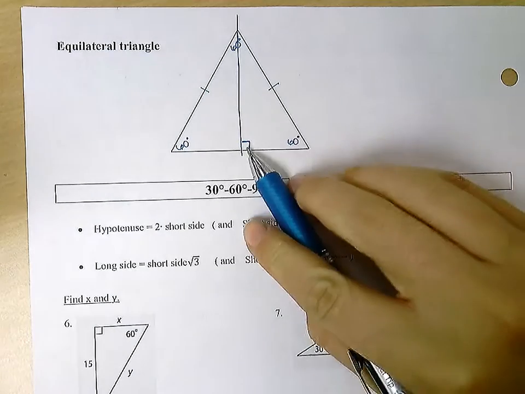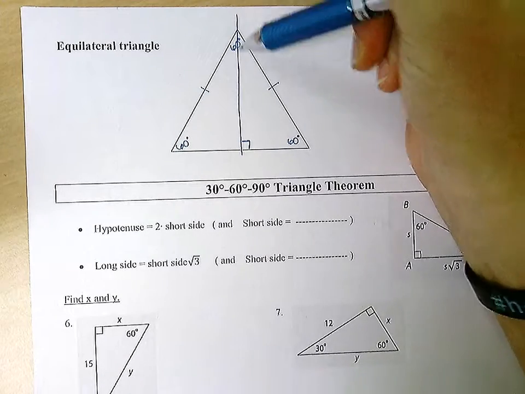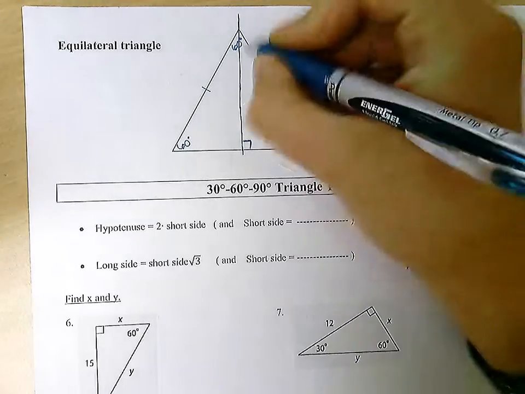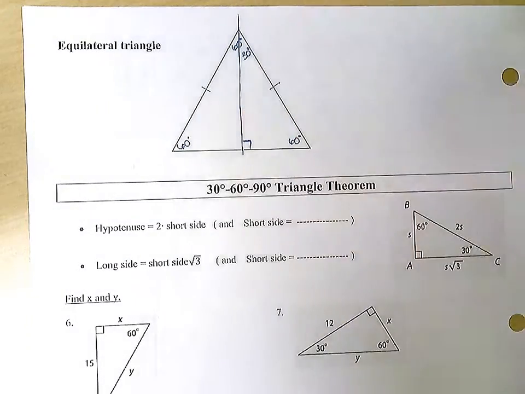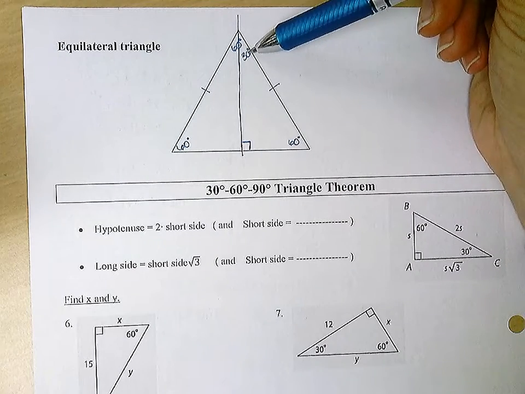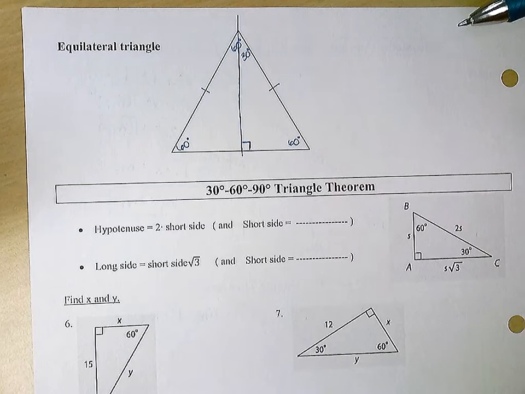When you do that, it forms a 90-degree angle with the base of that triangle. Now, when I drew this altitude in, it split this top angle into 2 equal angles. So this other angle over here will be 30 degrees. Okay, so here I have my 30, 60, 90 right triangle.